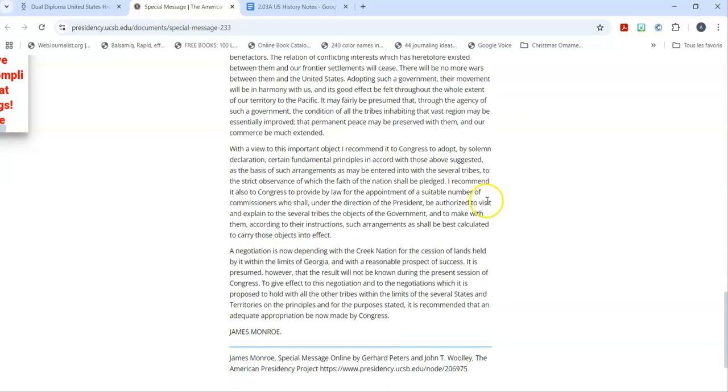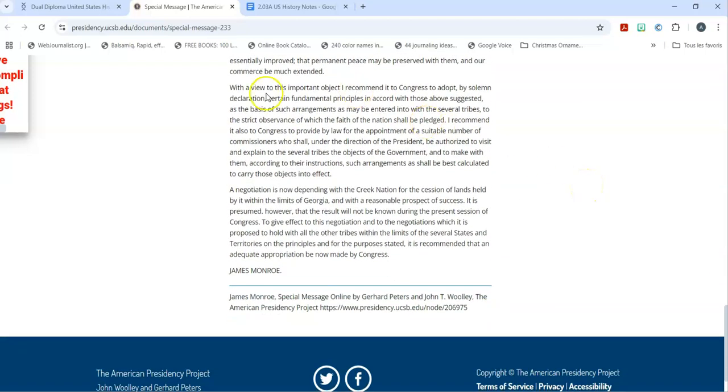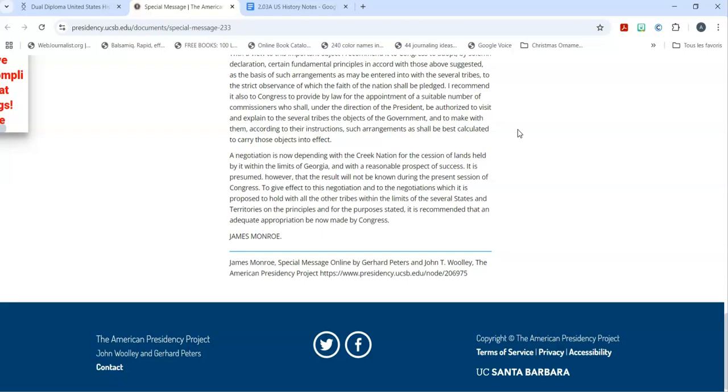With a view to this important object, I recommend it to Congress to adopt, by solemn declaration, certain fundamental principles in accord with those above suggested, as the basis of such arrangements as may be entered into with several tribes, to the strict observance of which the faith of the nation shall be pledged. I recommend it also to Congress to provide by law for the appointment of a suitable number of commissioners who shall, under the direction of the President, be authorized to visit and explain to the several tribes the objects of the government, and to make with them, according to their instructions, such arrangements as best be calculated to carry those objects into effect.